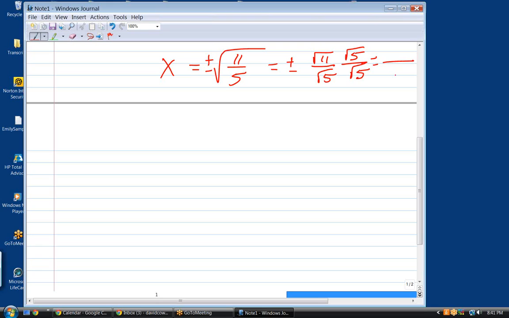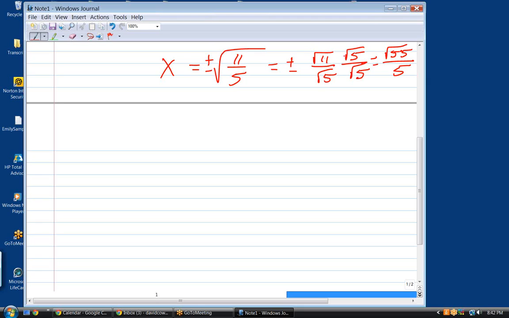What's the denominator become? 25. Square root of 25, which is 5. Oh, right. Okay, you got it. Sorry. Oh, my bad. Just 5. Sorry. And the top is what? Square root of 55. Can I simplify that? I don't think you can. No, because it came from 2 prime numbers.